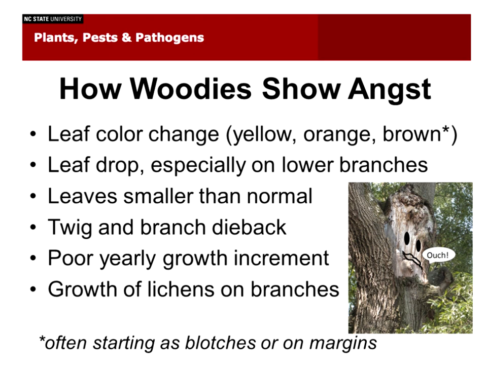One would be any kind of change in the leaf color. It could be a yellowing or orange color of the leaves or turning brown, which may actually start as blotches or on the margins before it affects the entire leaf. Leaf drop, falling off of the plant, especially on the lower branches. Leaves that are smaller than normal. Twig and branch dieback we saw in the azalea example. And then poor yearly growth increment.